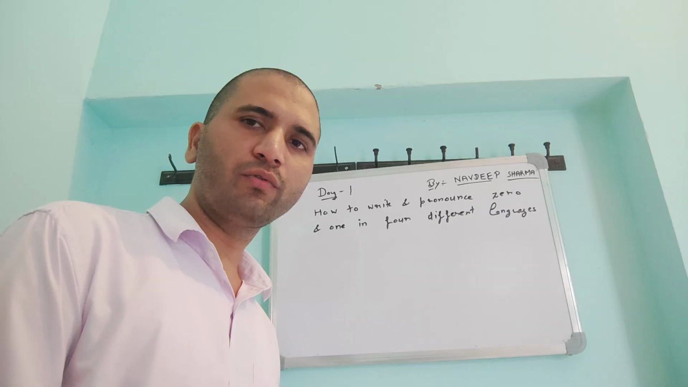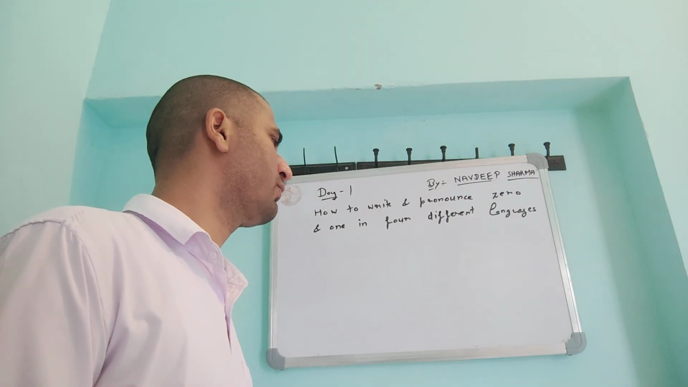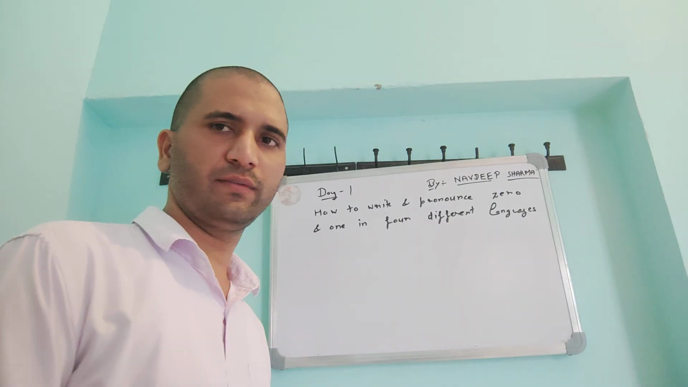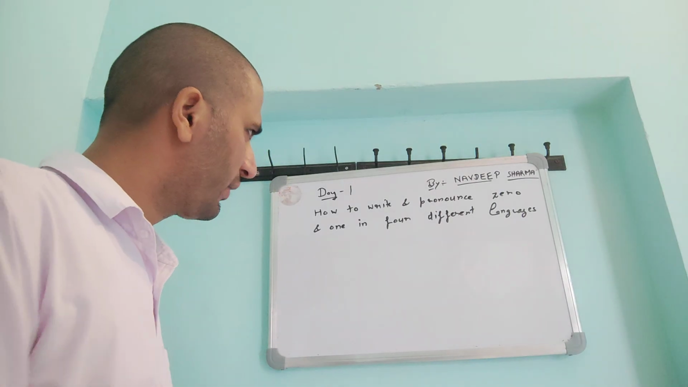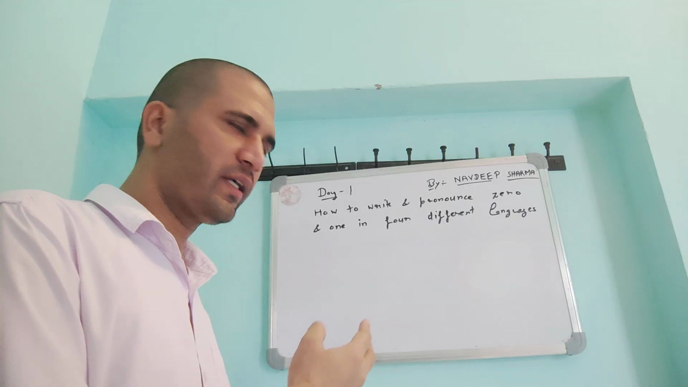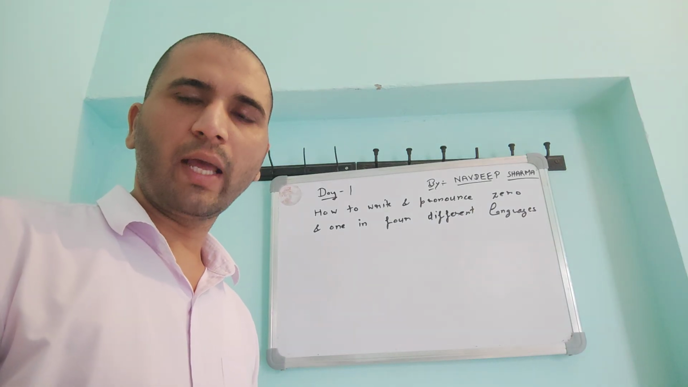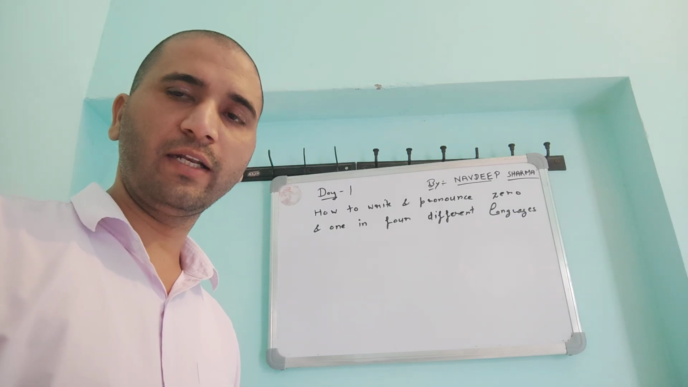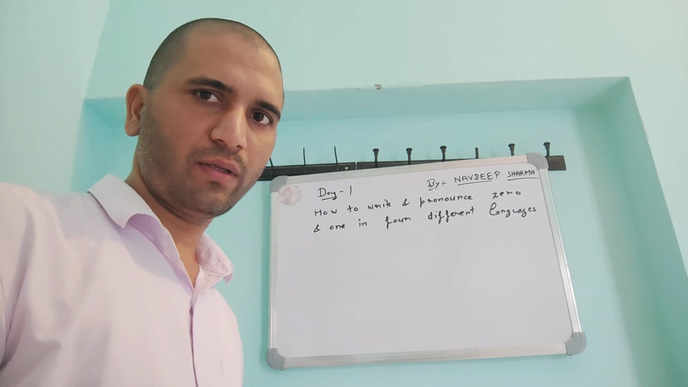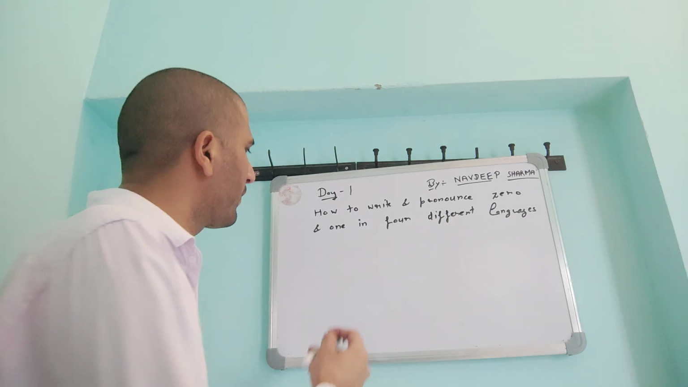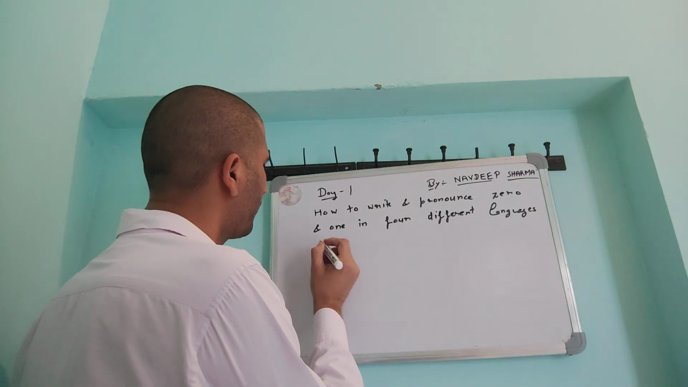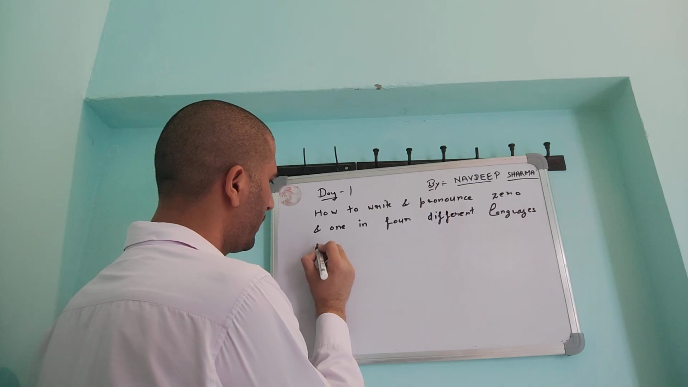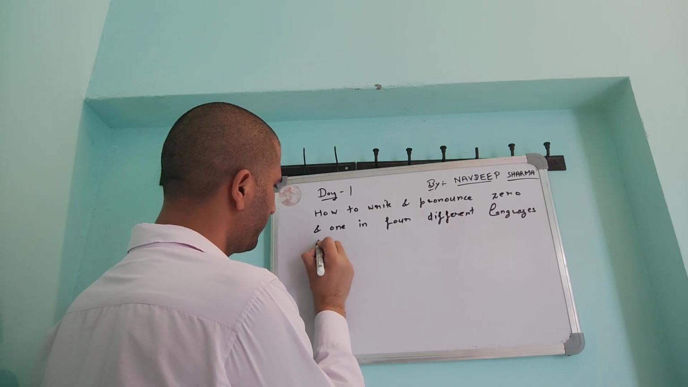And today's topic is about how to write and pronounce 0 and 1 in 4 different languages, that is Hebrew, Arabic, Punjabi and Sanskrit, in reference to the English. Now, for the reference, we will here denote 0 and 1 in English first.